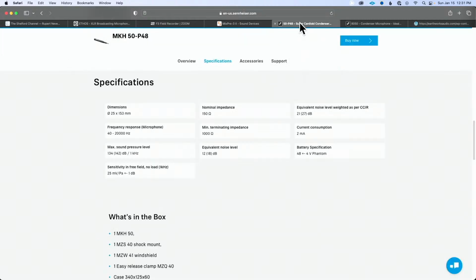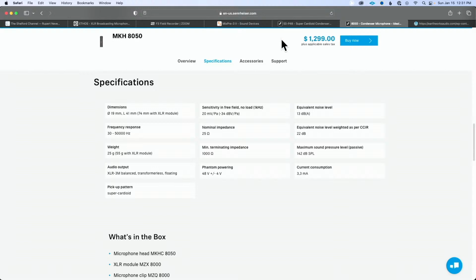So that should work just great, as the manufacturer intended. And in fact, our entire review of the MKH50 was recorded with the 50 and a Sound Devices MIX-PRE3, so you can hear what that sounds like there. Okay, let's look at the 8050 now. To go back to Shoji's question, he wanted to know what the technical differences between them are. Let's just compare some of these specifications here and see if there are differences.